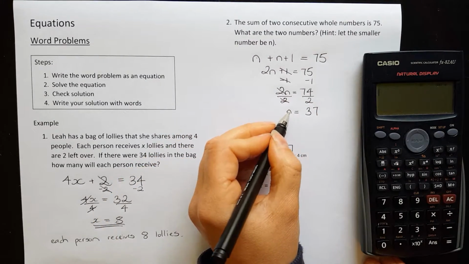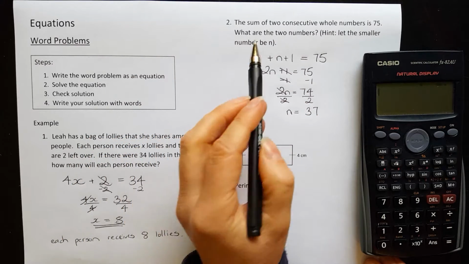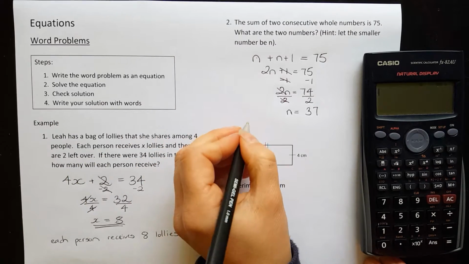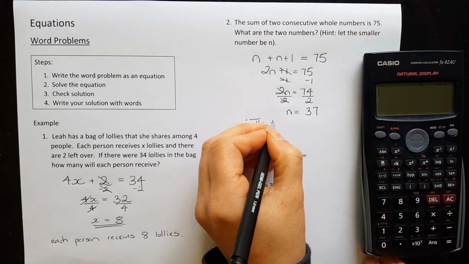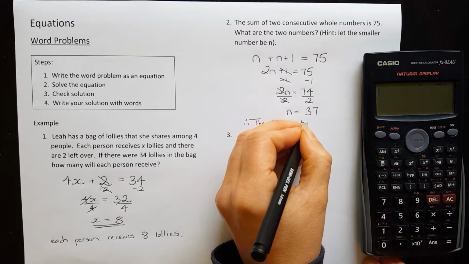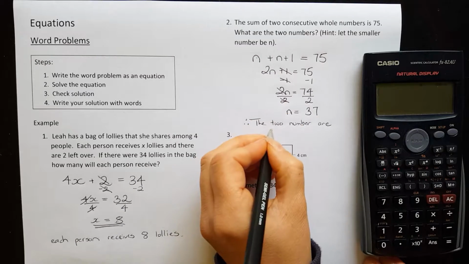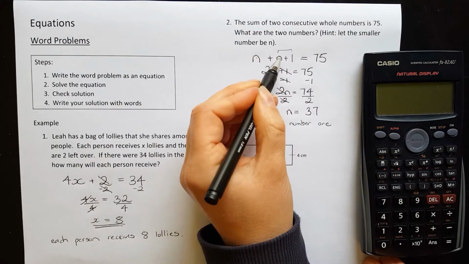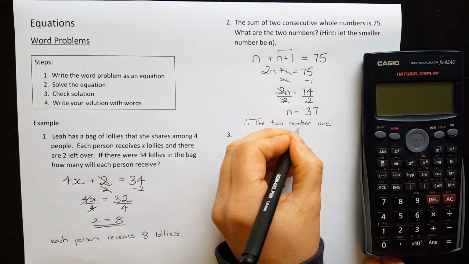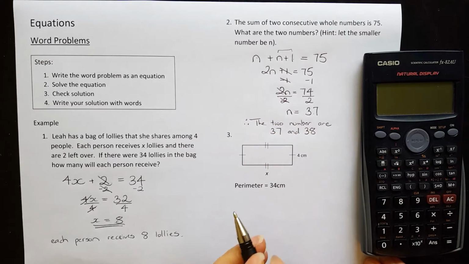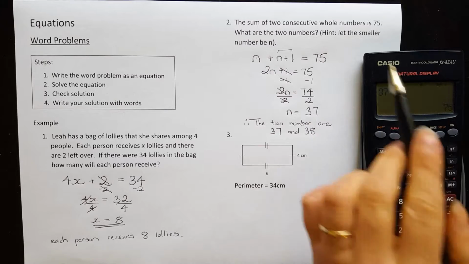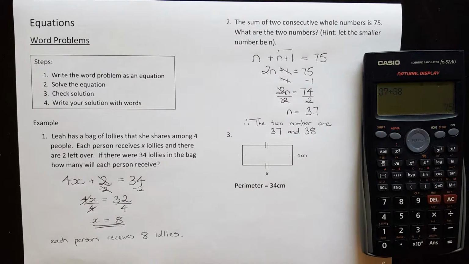Okay, now remember that n was a letter that we've just used to represent something. We want to make sure that we've answered this question, which is to write our solution with words. So therefore the 2 numbers are: 37 is the first number, that's the n. And remember that our second number was n plus 1, which means one more than this, which would be 38. So the two numbers are 37 and 38. You can check that on your calculator: 37 plus 38 equals 75. So two consecutive numbers that add to give 75.